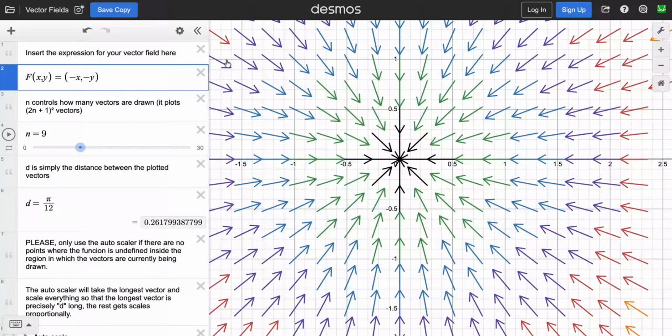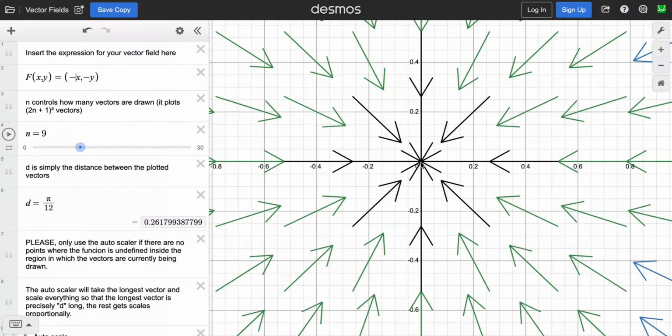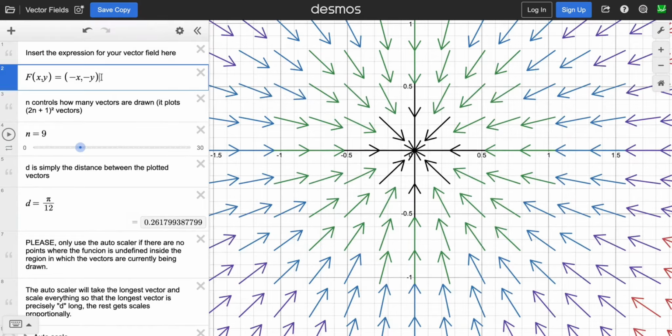And by the way, if you just want to see an example of a sink, take this vector field, right? -x, -y, and you see all the arrows are pointing towards some point, which once again is the origin.